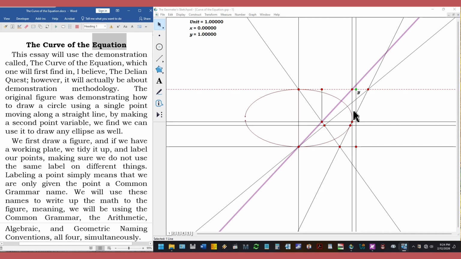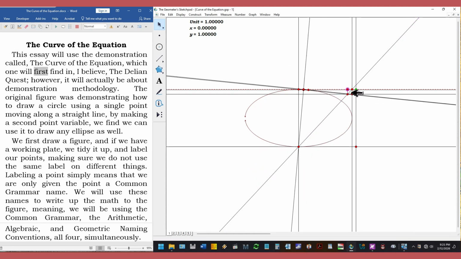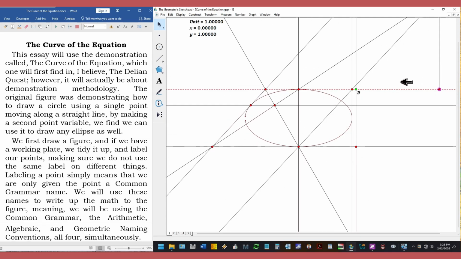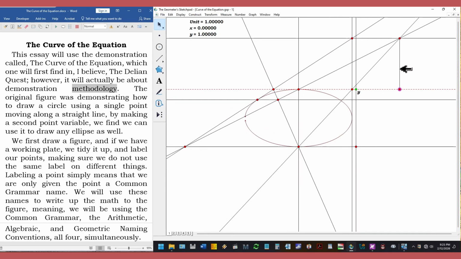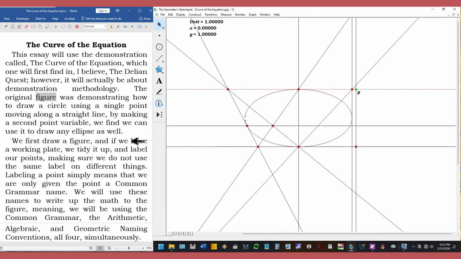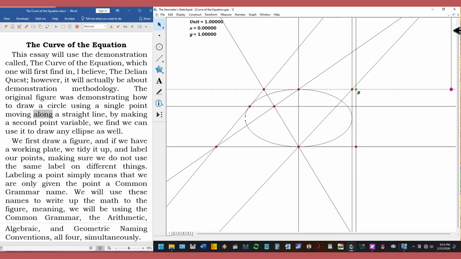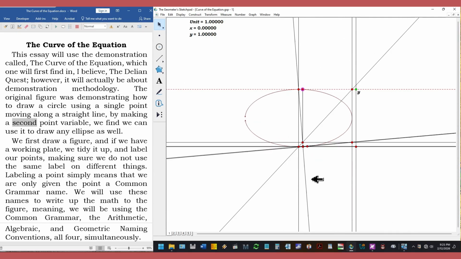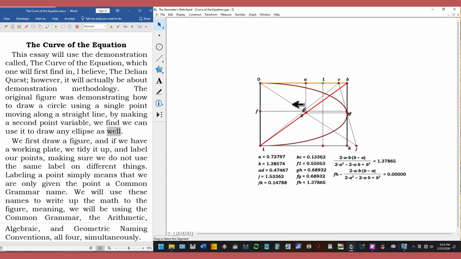The curve of the equation. This essay will use the demonstration called the curve of the equation, which one will first find in, I believe, the Delian Quest. However, it will actually be about demonstration methodology. The original figure was demonstrating how to draw a circle using a single point moving along a straight line. By making a second point variable, we find we can use it to draw any ellipse as well.